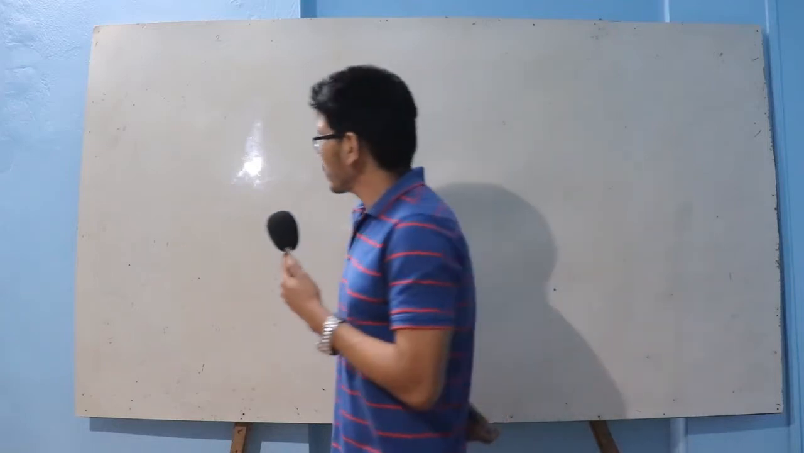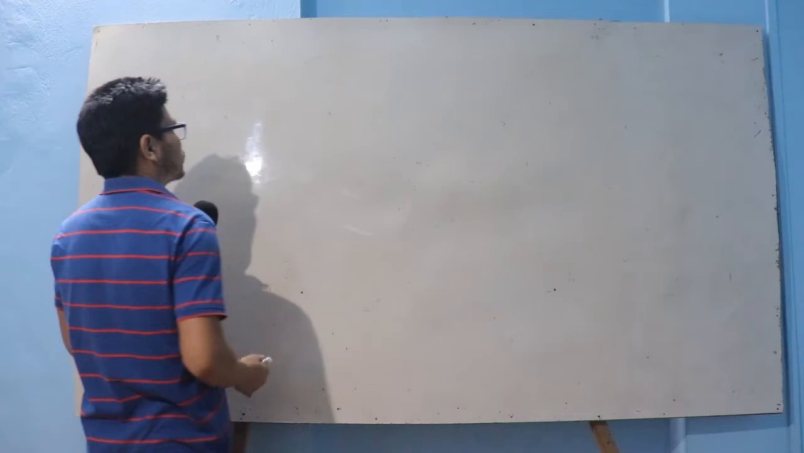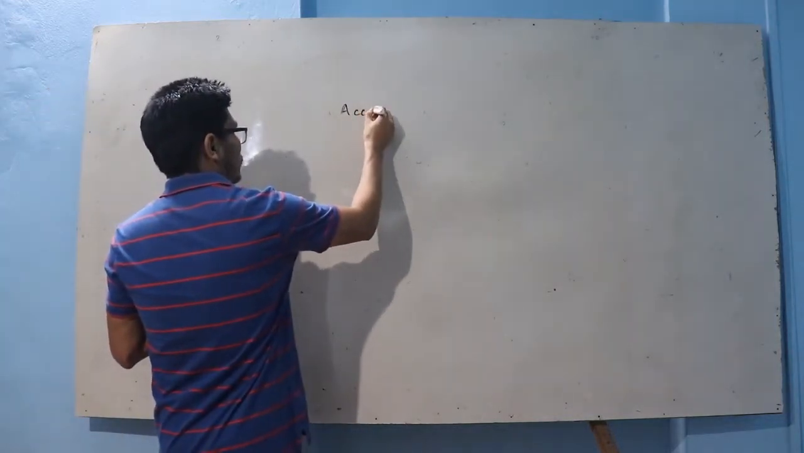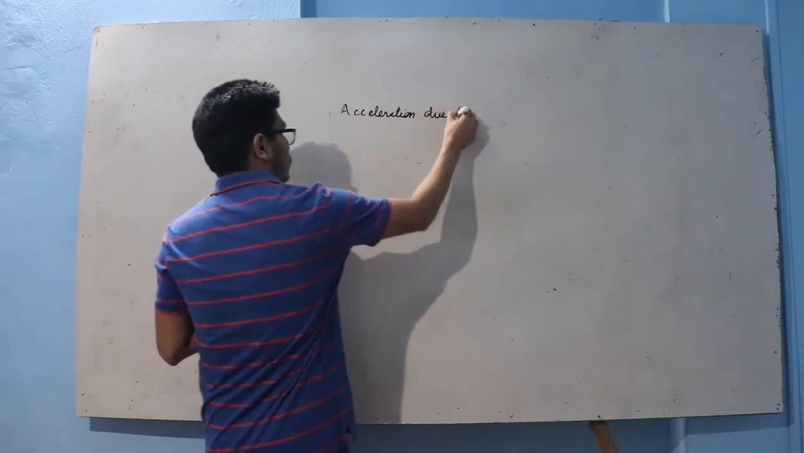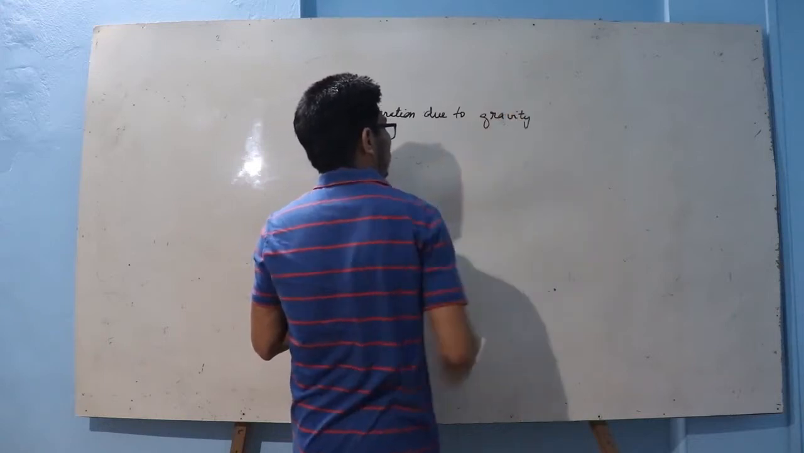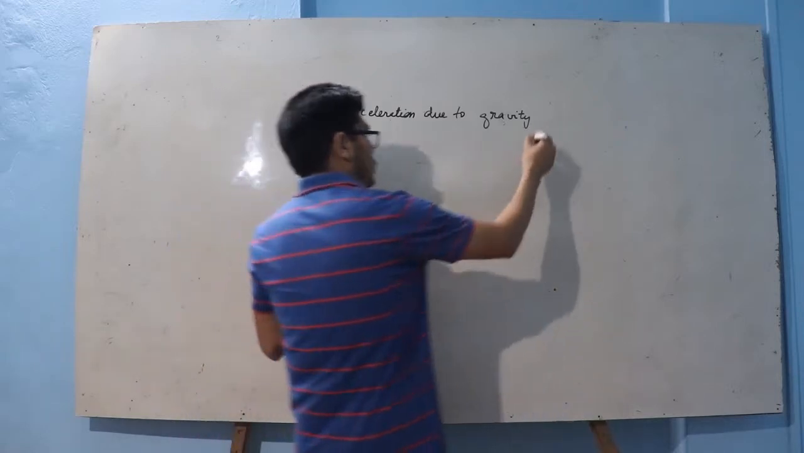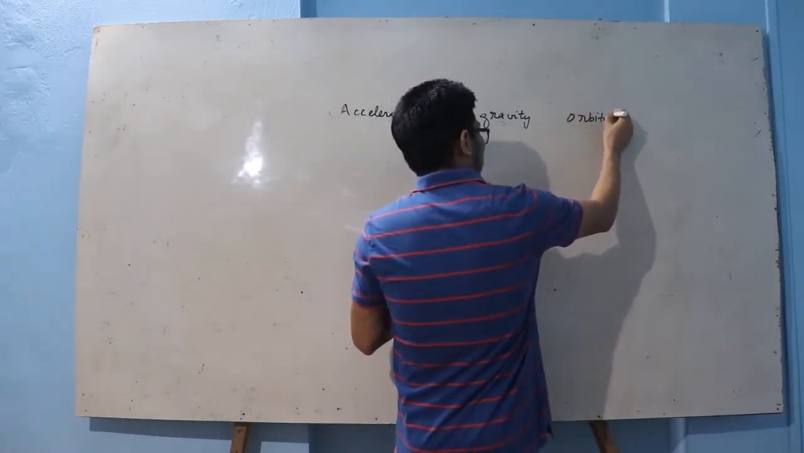Today we will see two very important terms. The first one is acceleration due to gravity. That is the equation for acceleration due to gravity. And next we will talk about orbital velocity.